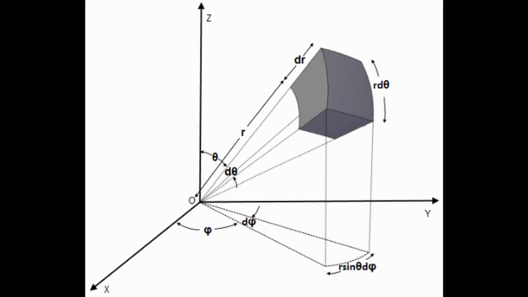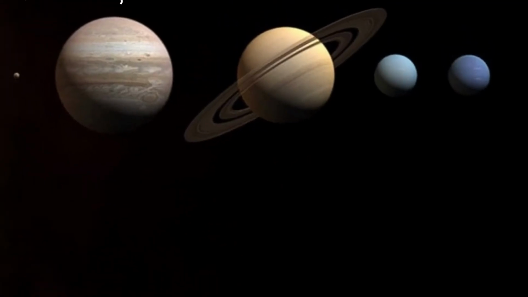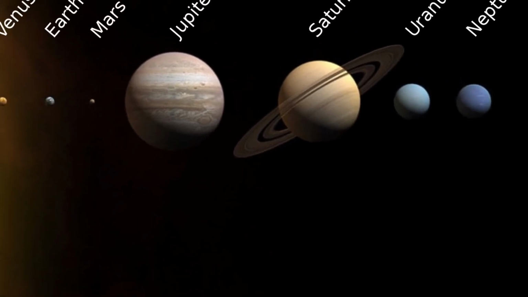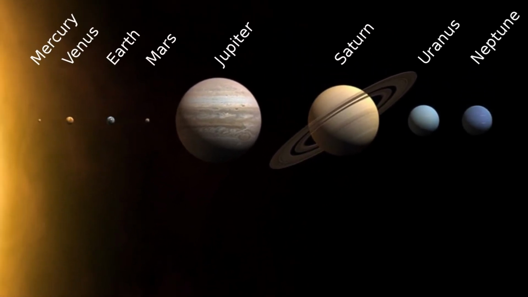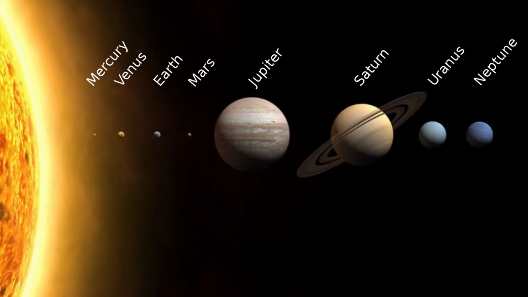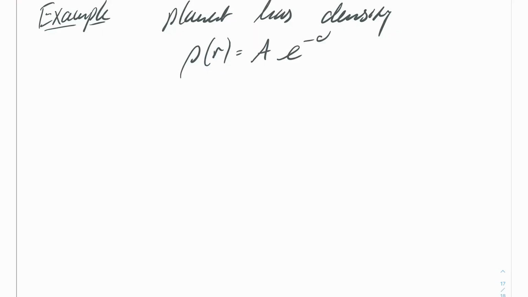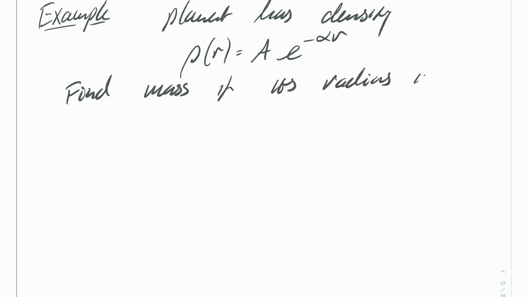So for example, let's say we have a planet and we know its density function. Now a planet will be, to a good approximation, spherical, and so its density function will just depend on r. Let's say its density is some constant with an exponential fall off from the center. So at the center, the density is equal to a, and then it falls off out to some radius R. So let's find its mass if its radius is R. So let's write it down.